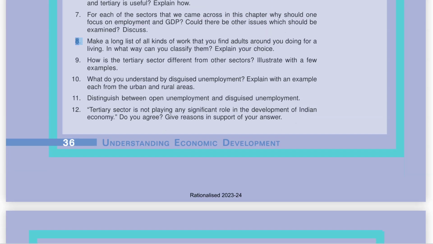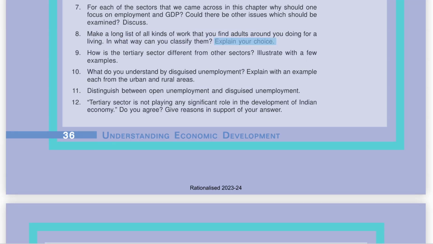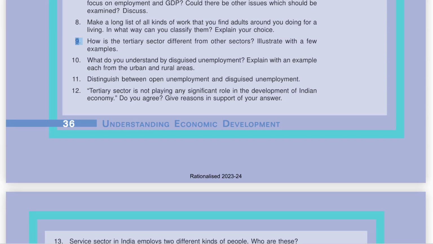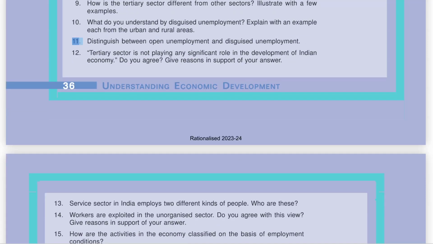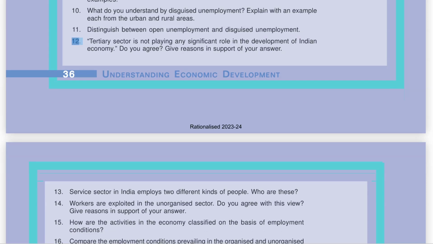Discuss. 8. Make a long list of all kinds of work that you find adults around you doing for a living. In what way can you classify them? Explain your choice. 9. How is the tertiary sector different from other sectors? Illustrate with a few examples. 10. What do you understand by disguised unemployment? Explain with an example each from the urban and rural areas. 11. Distinguish between open unemployment and disguised unemployment.